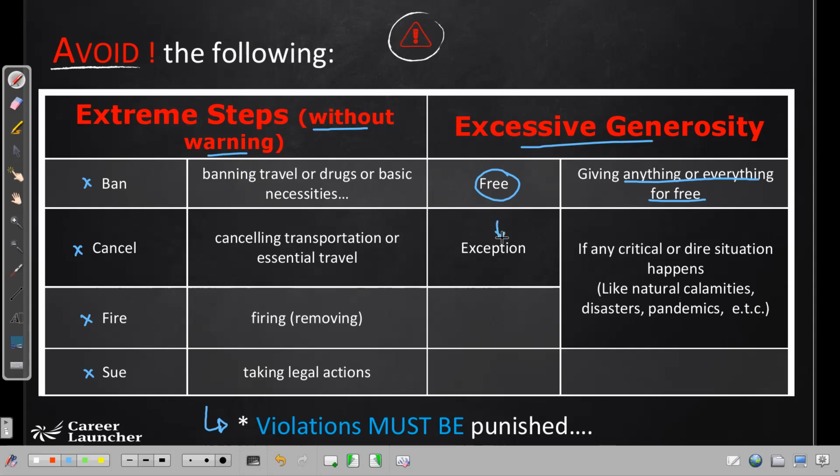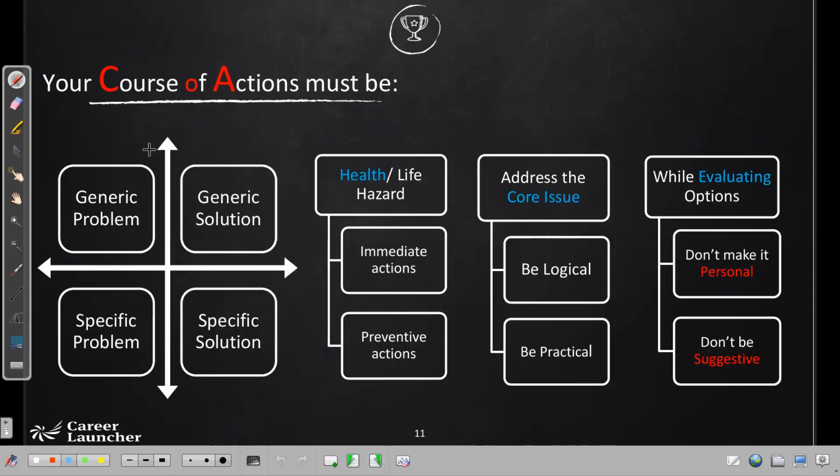However, the exceptions are if there is a dire or a critical situation like natural calamities, disasters, pandemics, etc., then the government does give things for free. For example, in the pandemic, senior citizens had their vaccinations for free. So that could be a noble step, but keep in mind that excessive generosity is something that we should avoid. Having said that, there are two other important things that we should keep in mind.